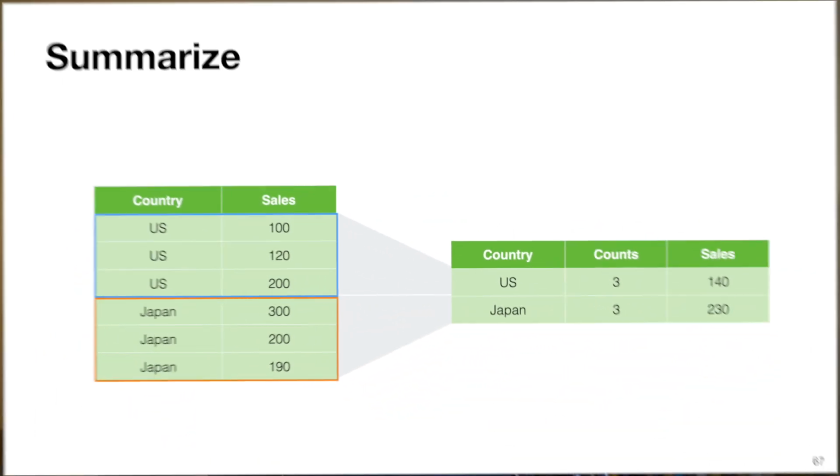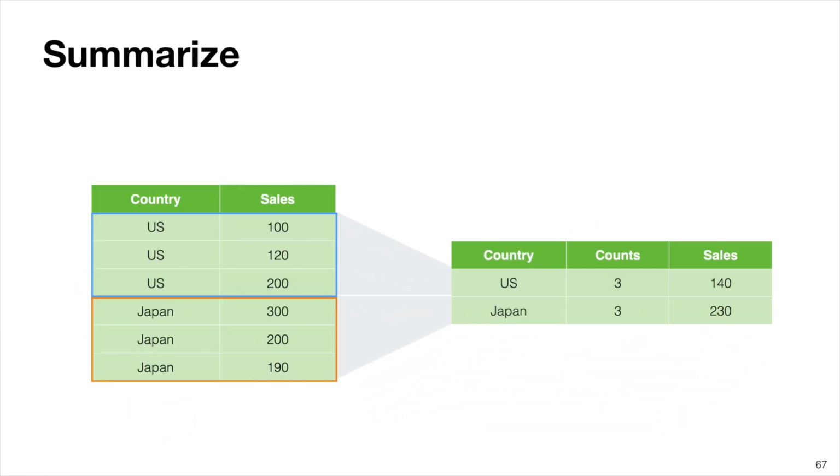Let's take a look. The summarize step is literally summarizing the data, or aggregating the data if you will, based on the group that you specify. In this case, for example, you can specify the country as a group. That means you're going to have summarized data where each row represents each group, in this case the country. So you have US and Japan, and then you have an aggregated or summarized value, in this case the number of rows or total of sales.